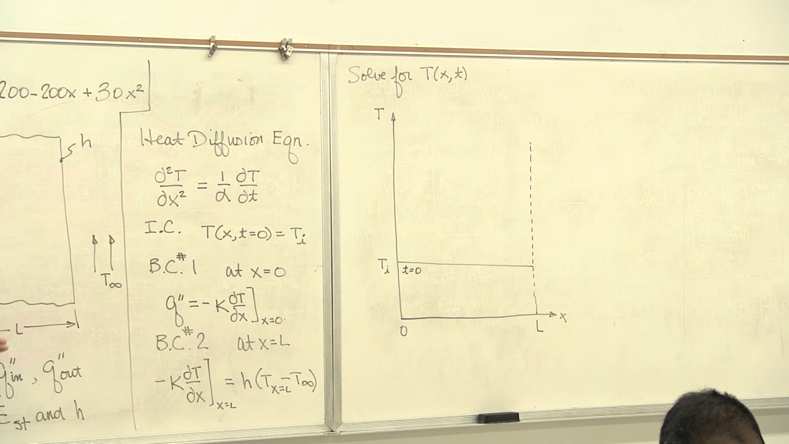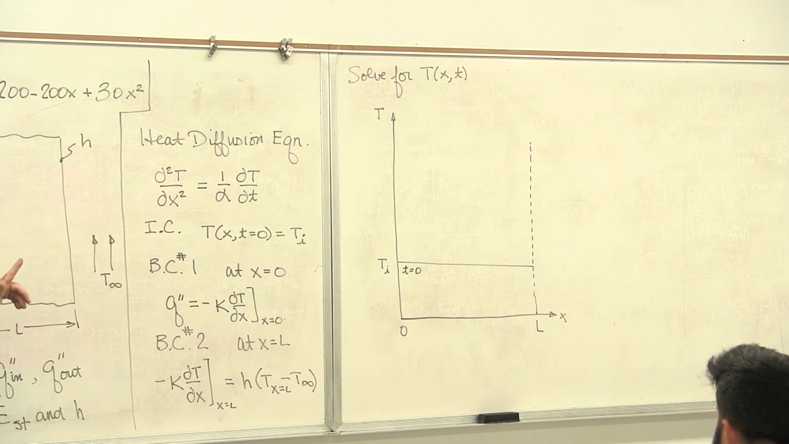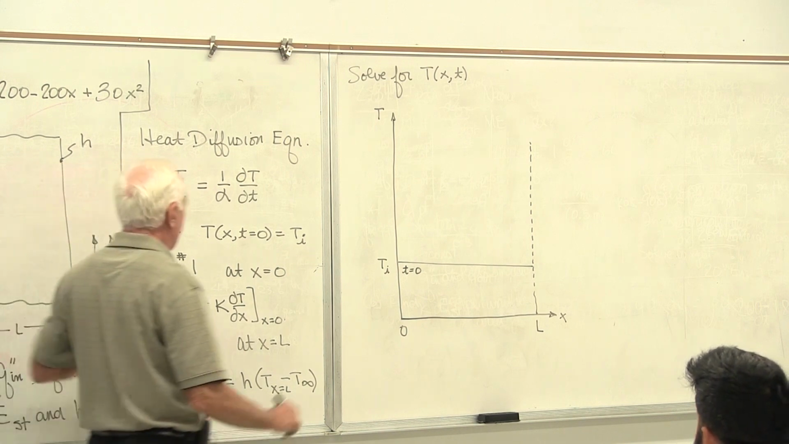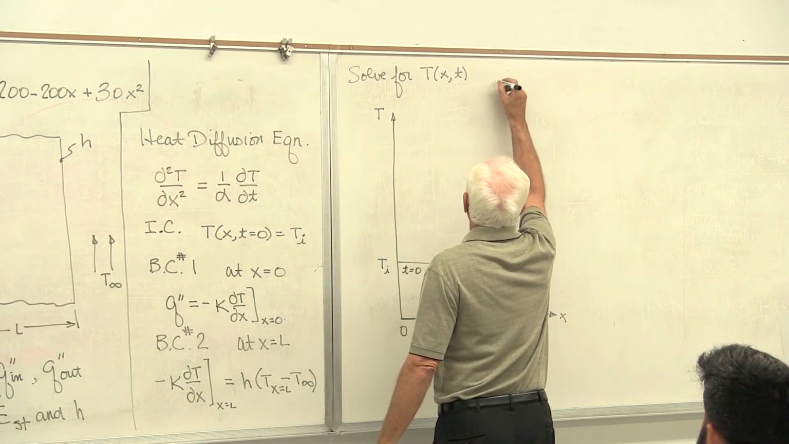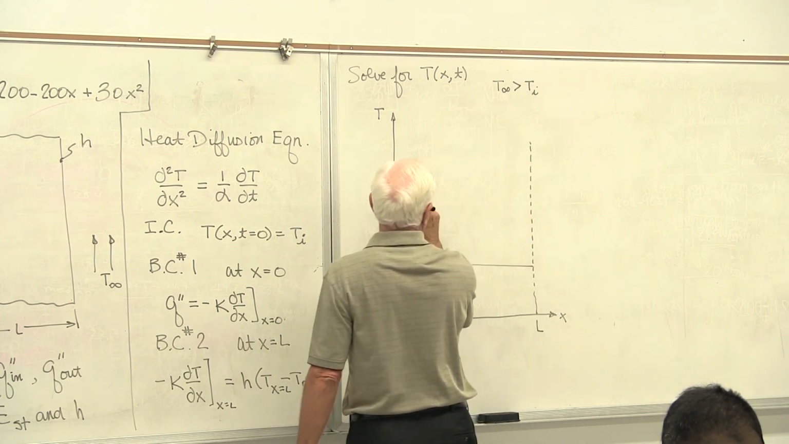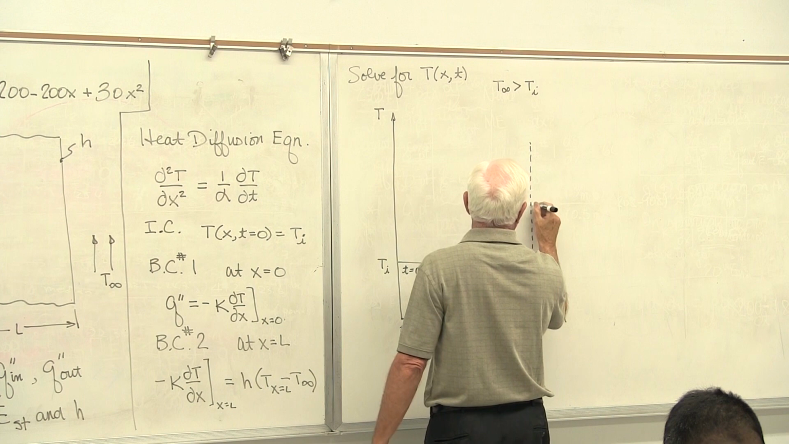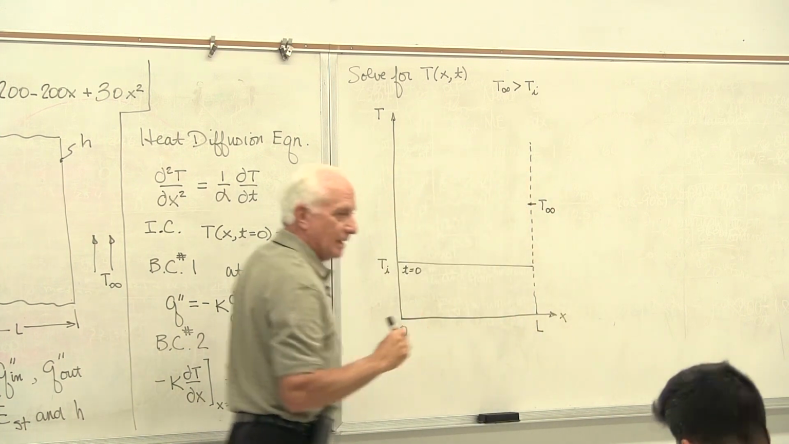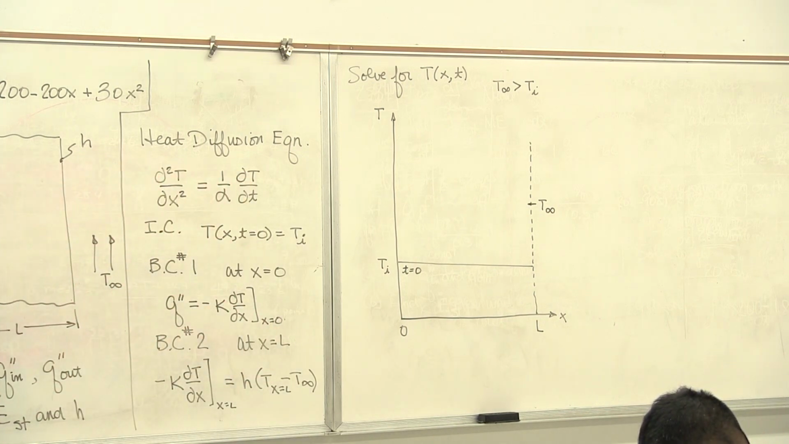Now, do what it says. At time equals 0, we apply a heat source to the wall here. Apply a heat source to the wall, and start blowing air over here, hot air. So I'm going to say T infinity is greater than Ti. So here's T infinity up here somewhere. So we start blowing a hot gas over the right-hand side of the wall.